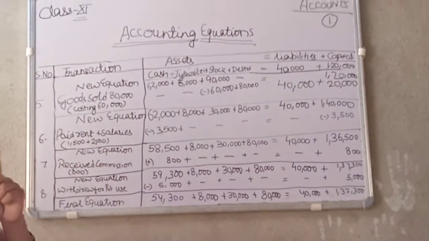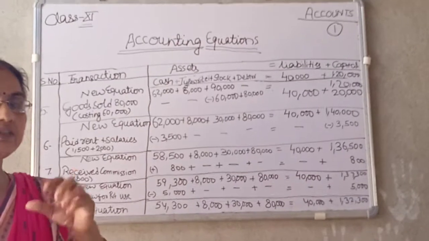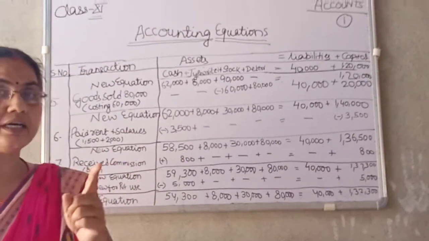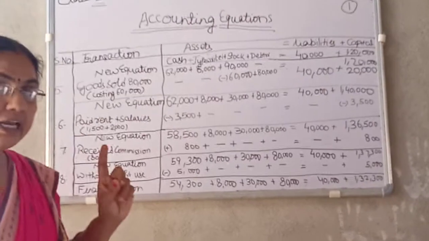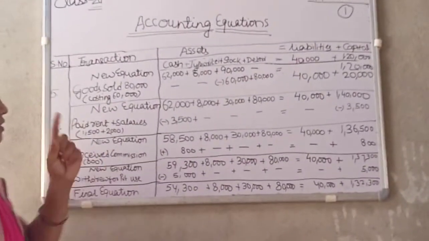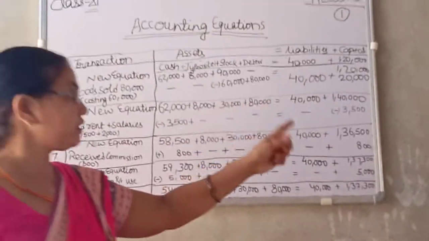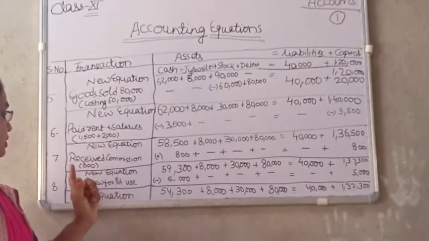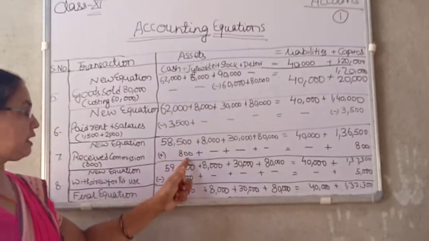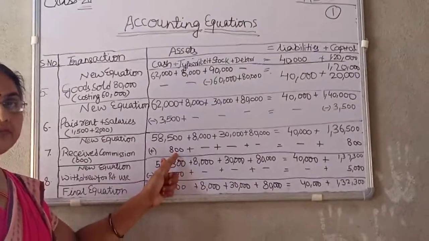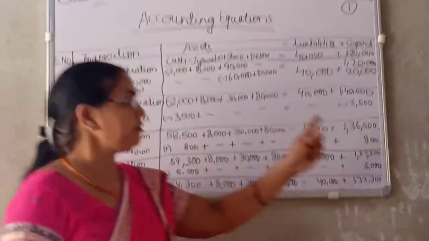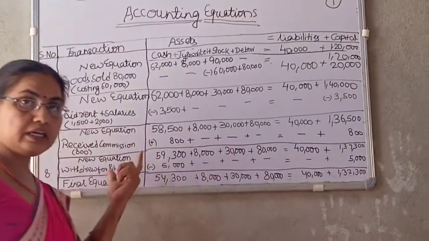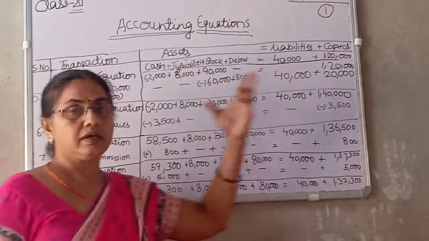Now the next transaction, that is received 800 for commission. As we all know, commission we are receiving, that means it is a gain. Expenses are deducting our cash, whereas incomes will increase the cash. That is also going to affect the capital. So when we are receiving a commission of 800 rupees, that will be added in cash, and the same amount will be added in the capital also, because it is increasing cash as well as our capital.